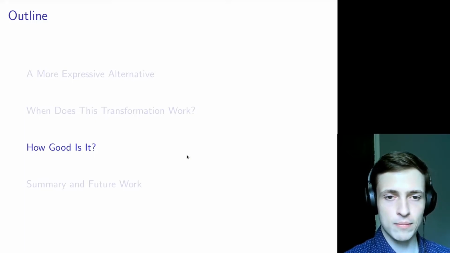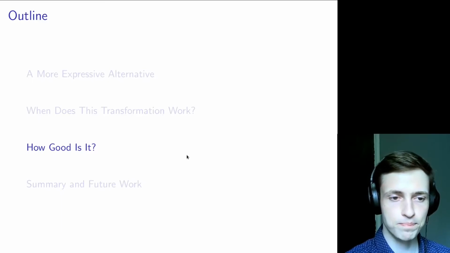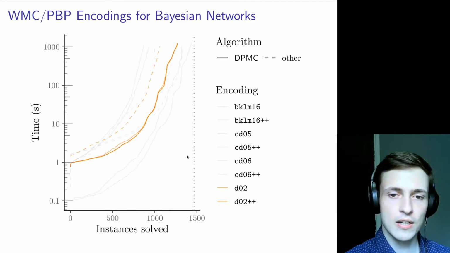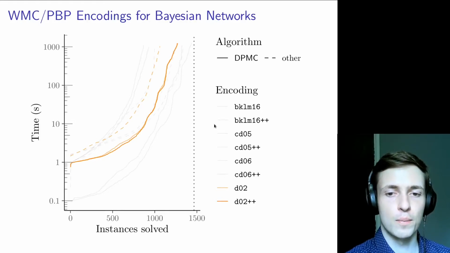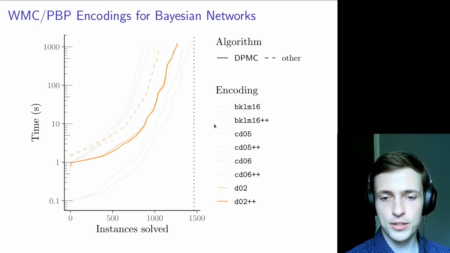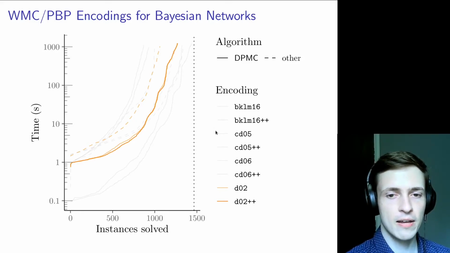Now let's look at some experimental results for Bayesian network encodings. We implemented this transformation for 4 different Bayesian network encodings. The ++ here denotes that our transformation was applied afterwards.